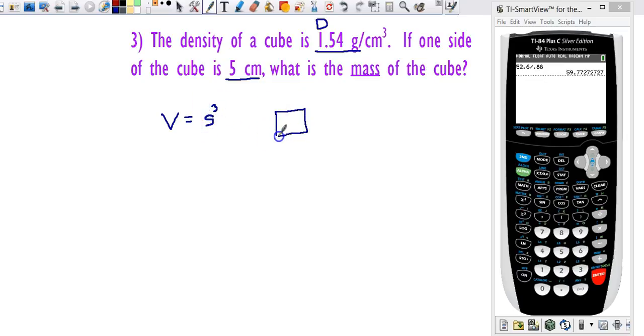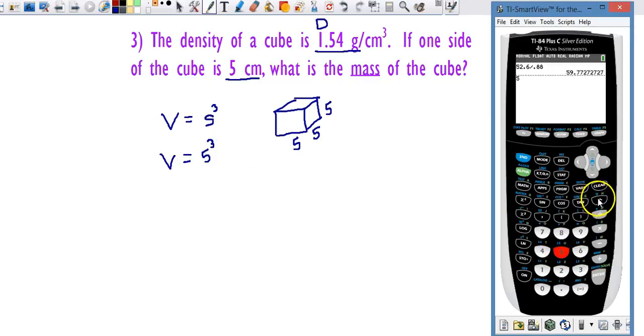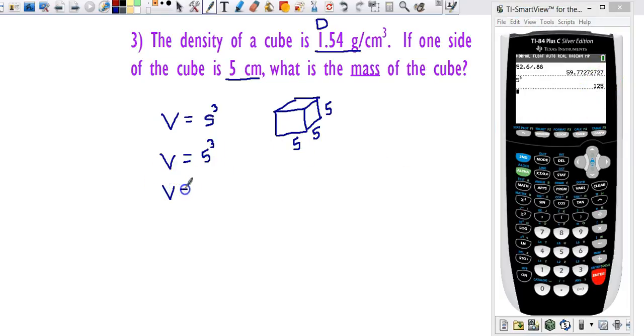That's basically just saying, you have a cube, all the sides are congruent. Volume of a box, as you know, is length times width times height. So if you just say 5 times 5 times 5, or 5 cubed, you'll get the volume. So that volume is going to be 5 cubed, which ends up being 125. If you just want to double check that, you can do that right there, and you get 125. So there's my volume, 125, and that's going to be in cubic centimeters.